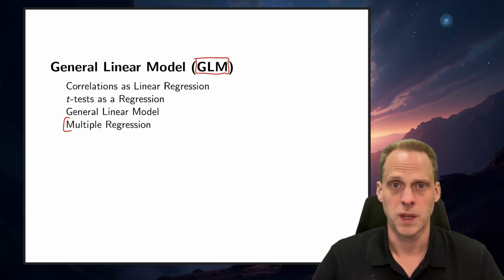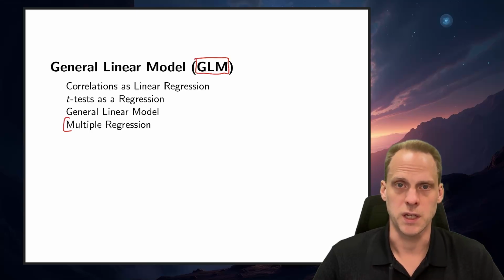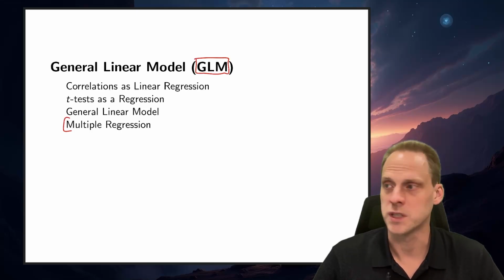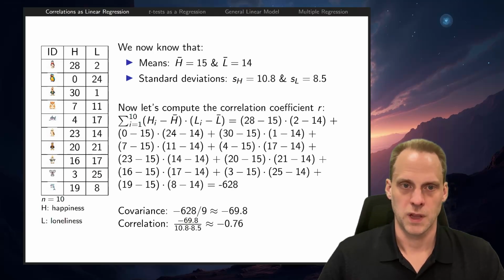The GLM is actually the umbrella term for pretty much all analysis that we're going to do in this course. It includes ANOVA as well and multiple regression. It even includes nonlinear effects in certain ways as well, even though it's a linear model. And I'll talk about that later in this course as well. Let's take a step back.